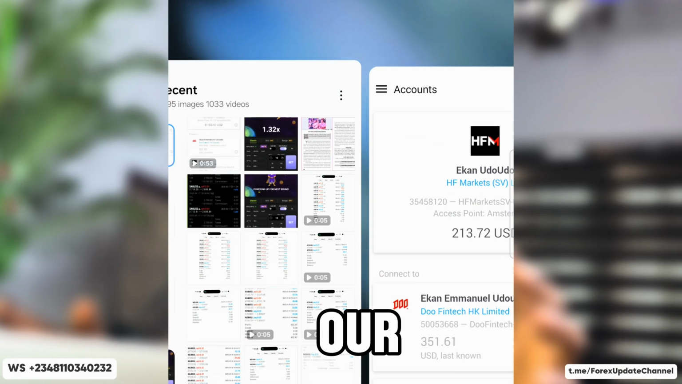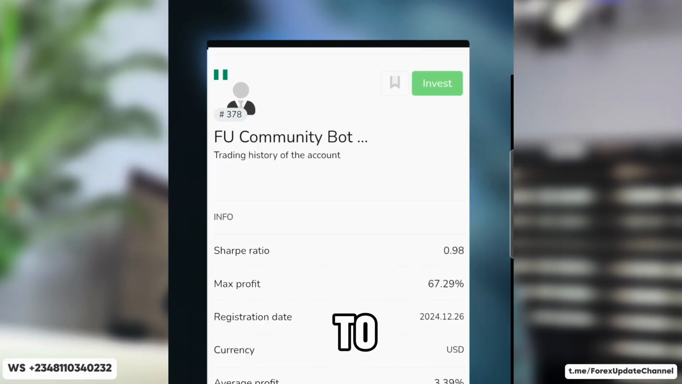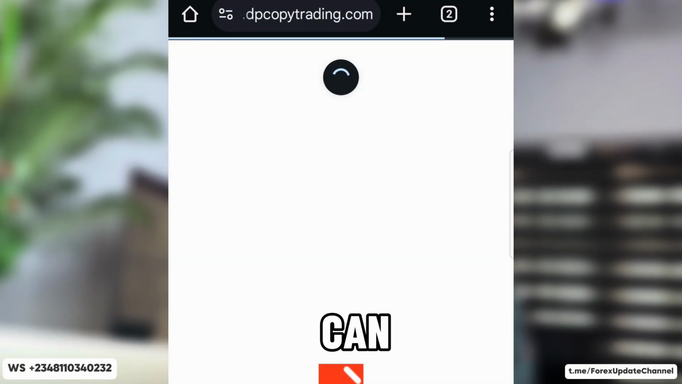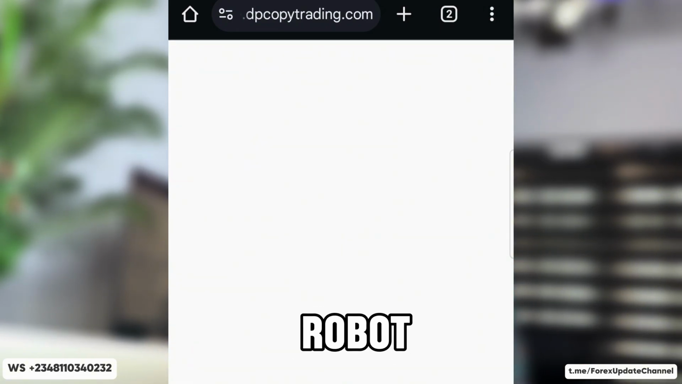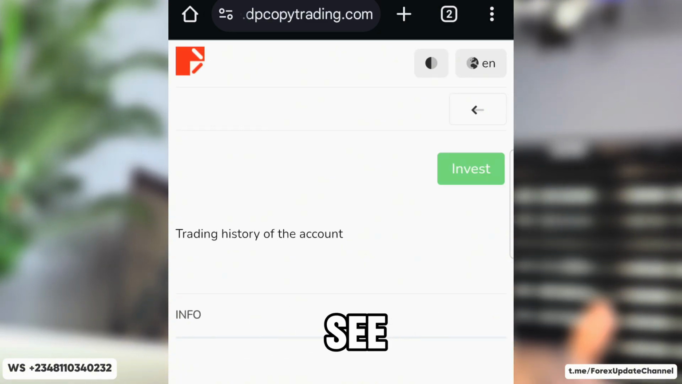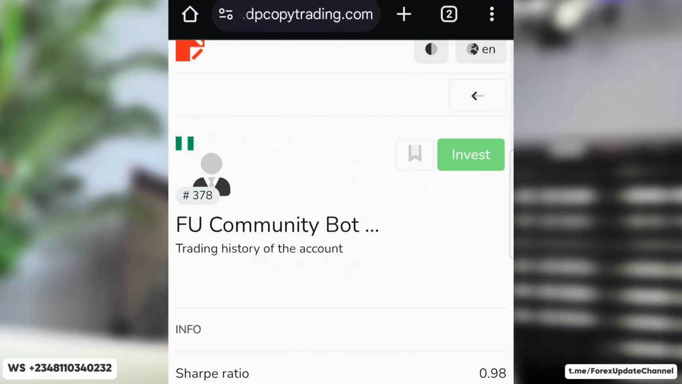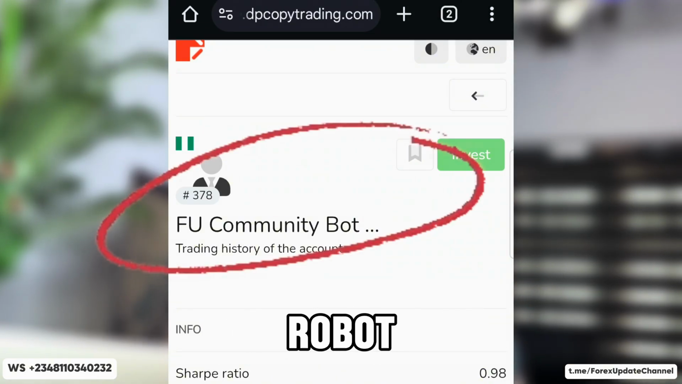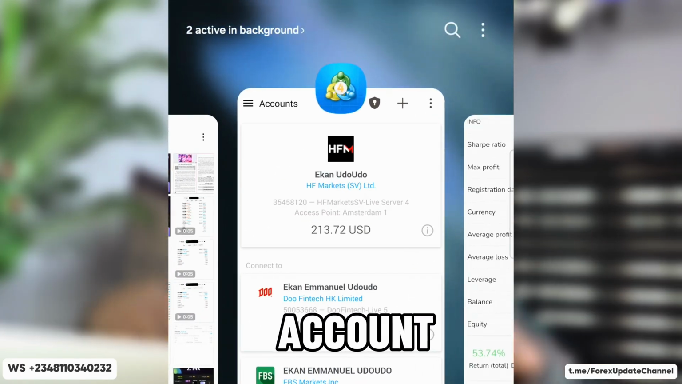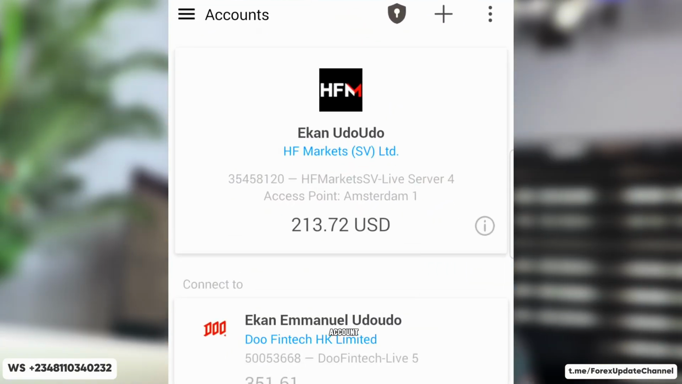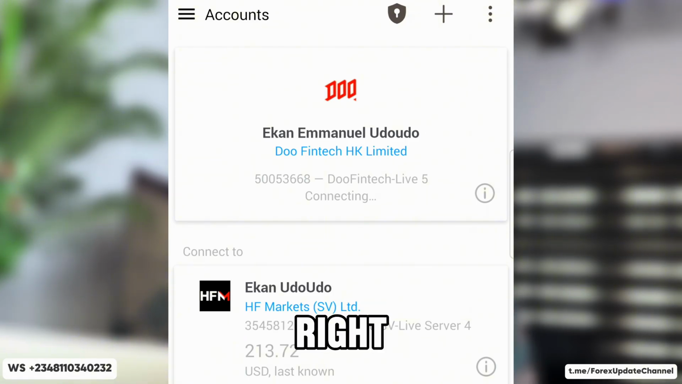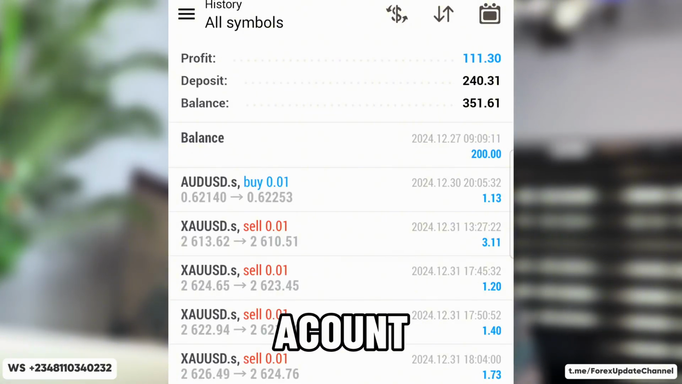Let's go to our Dupe Prime back office to check the max drawdown. If you come to Dupe Prime here, this is where you can see the details of the robot. On the Dupe Prime leadership platform, you're going to see the community robot, and let's see the max drawdown so far. This particular $200 account is what connects to this.